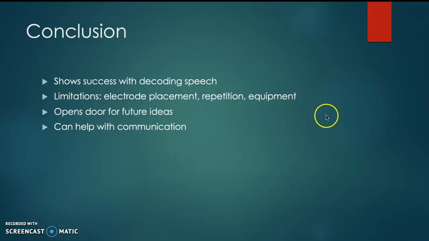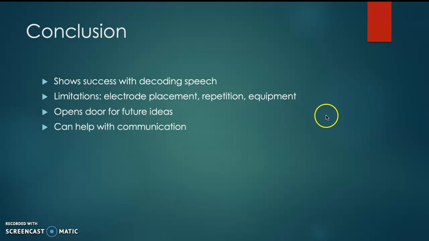So conclusion, I think that this entire experiment was a success. It shows it accurately decoding speech. There definitely are some limitations, like this is an incredibly invasive procedure already, and now the electrodes must be placed in Wernicke's area, which is an absolutely critical area that you can't mess anything up in. So that's a big limitation because there's not as many opportunities to perform experiments like these.